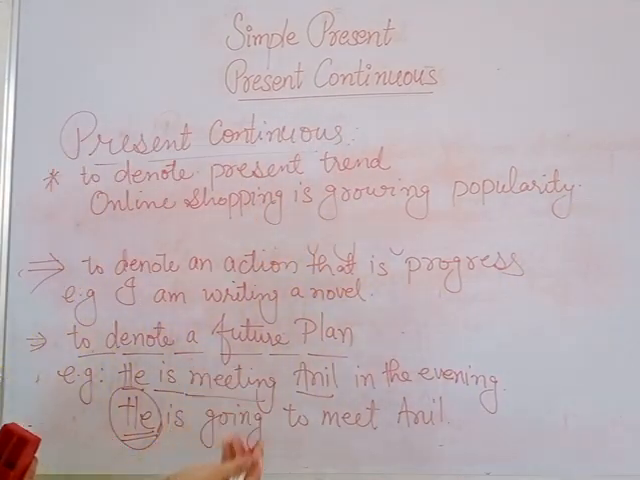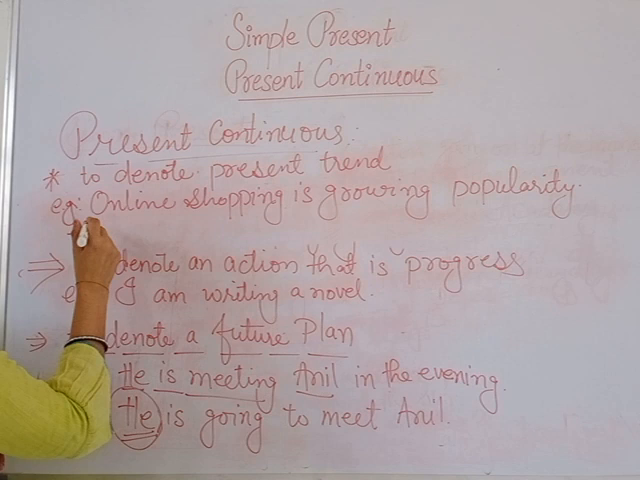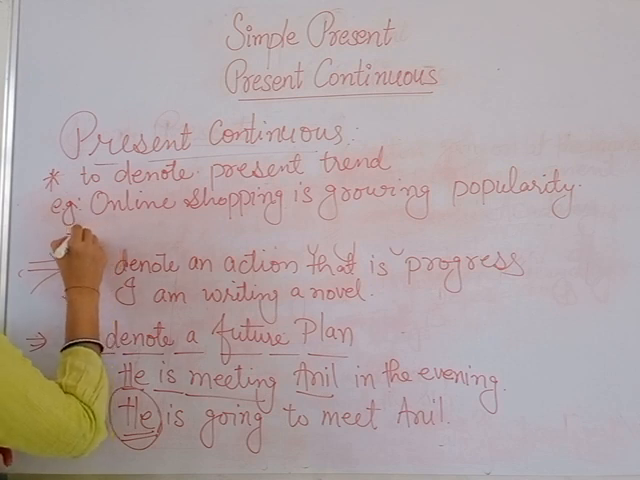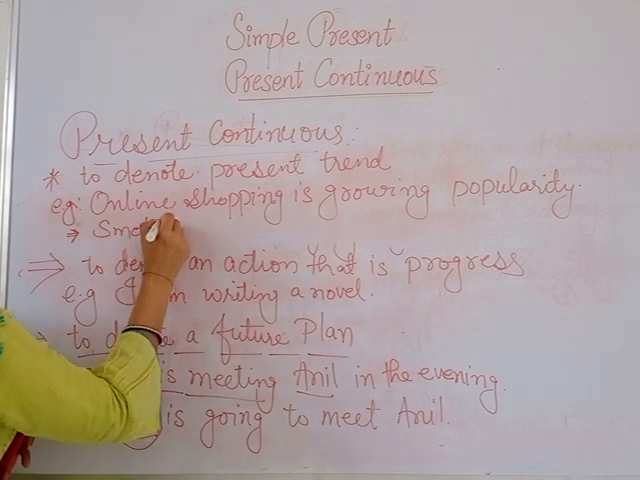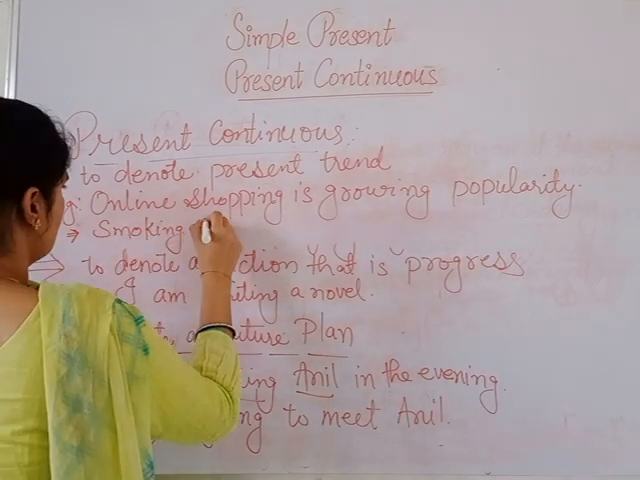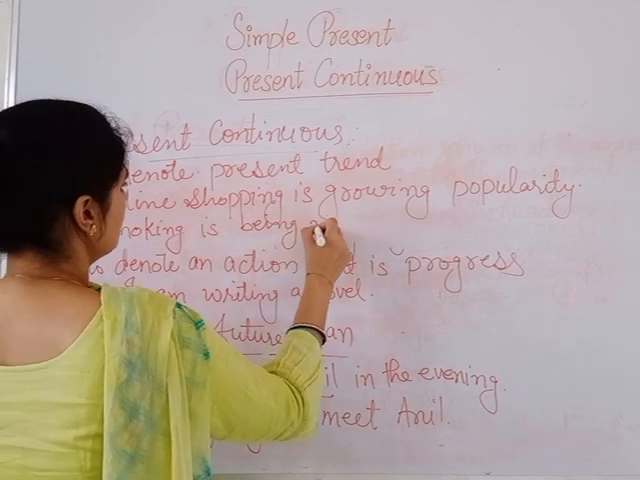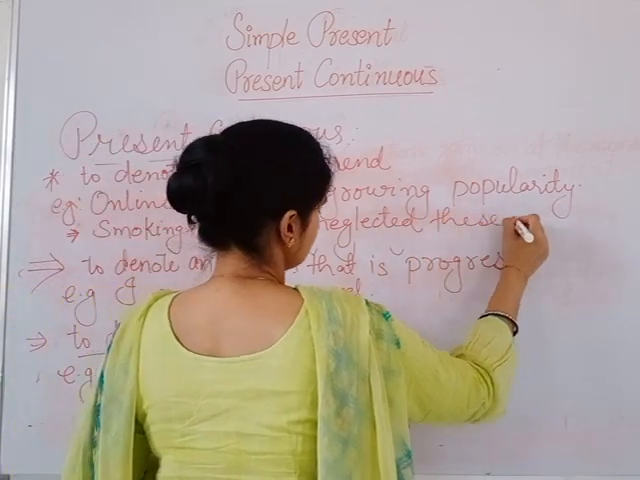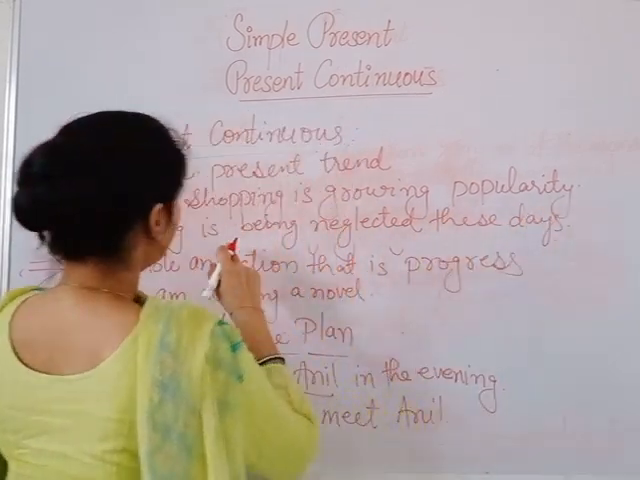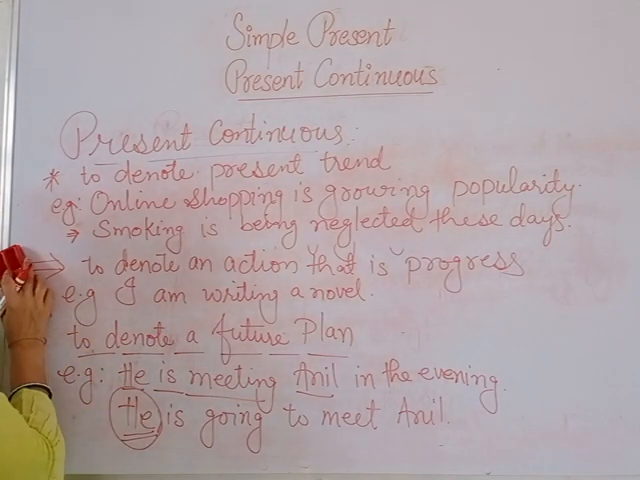Okay, students, any other example we can say? What is another example we should take here? Smoking is being neglected these days. Here I use the passive form of this tense. Okay, so don't get confused here.